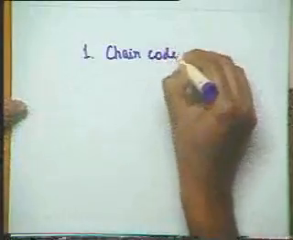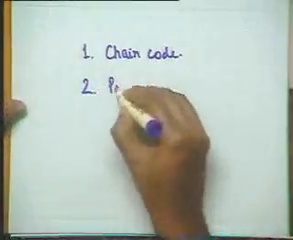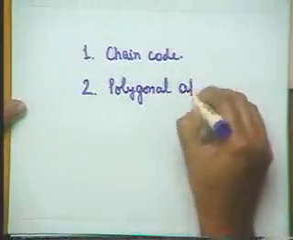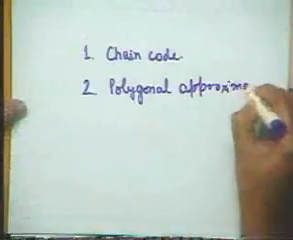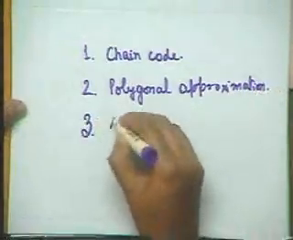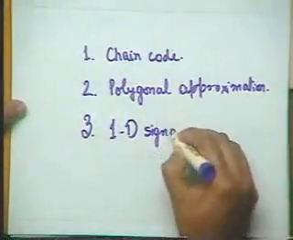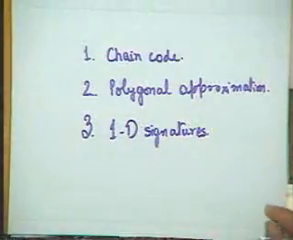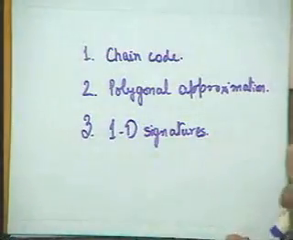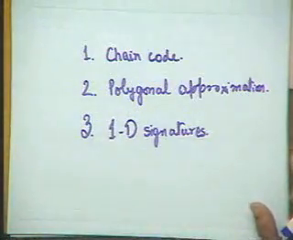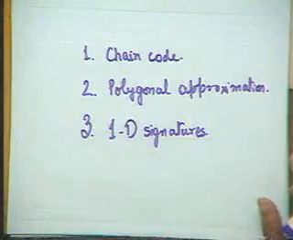In our last lecture, we discussed the various representation schemes of regions, and there we had considered three different representation schemes. The first one was based on chain code. The second representation was based on polygonal approximation. And the third representation was based on 1D signatures. Now in all these representations, essentially we are representing the boundary of a region, that is to say the external characteristics of a region rather than its internal characteristics in terms of the pixels which comprise that particular region.